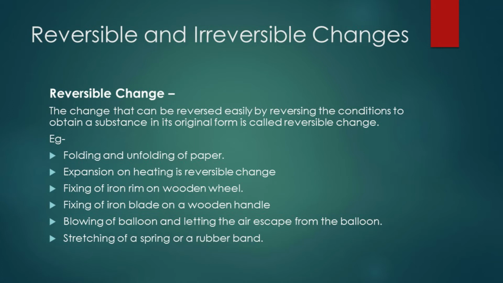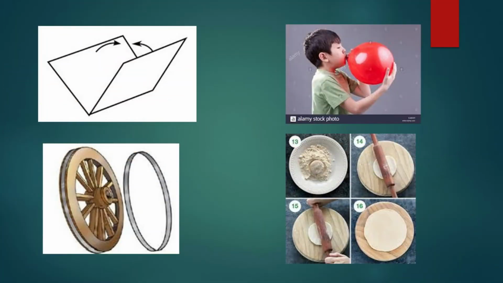Like that, stretching of a spring or a rubber band, these are all reversible changes, so it can come back to its own position again. Now, what is here? You can see folding of paper, metal rim on the wooden wheel, making roti from the dough, blowing a balloon. All these are examples of reversible changes.